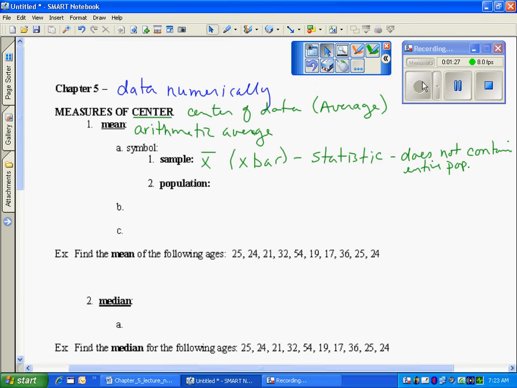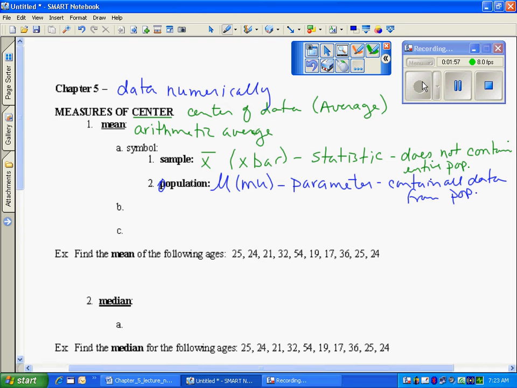The population mean has a new symbol. It's called mu. It's like an M and a U. It's pronounced mu. And this, if you recall, comes from the population. It's a measure, and so it's known as the parameter. And it does contain all data from the population. So it is consistent. It's always going to be the same value.